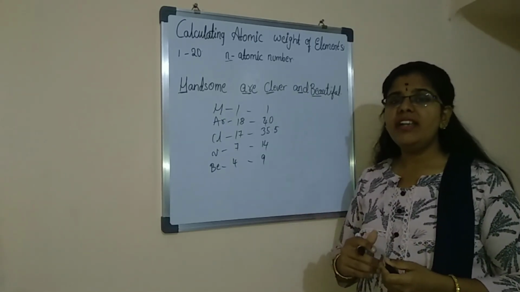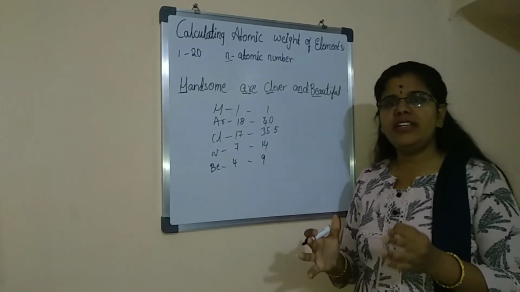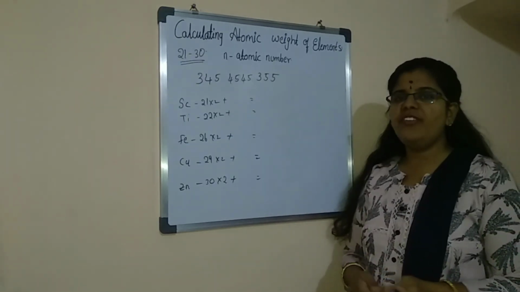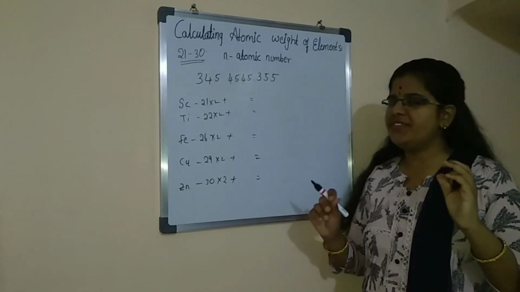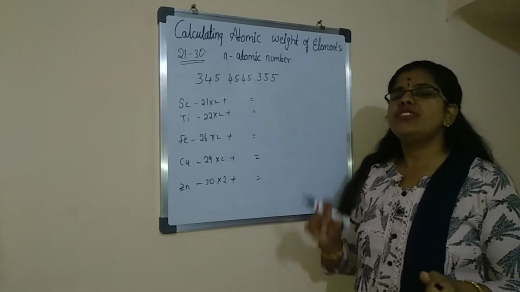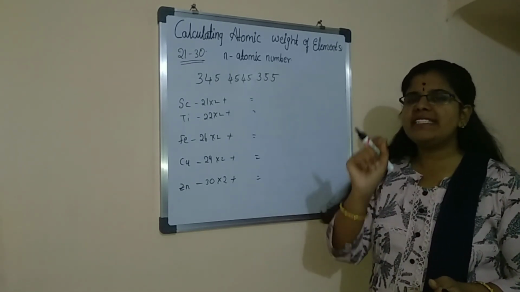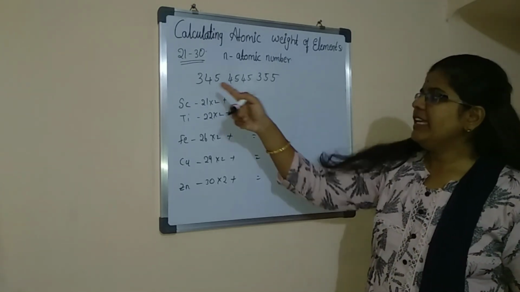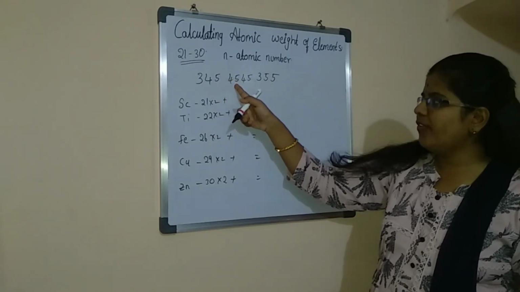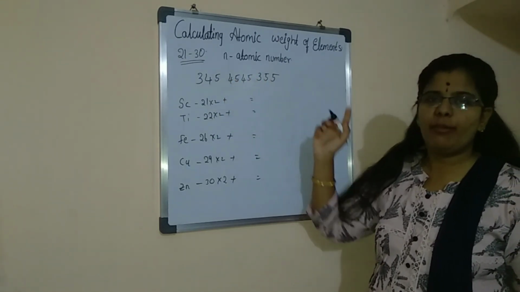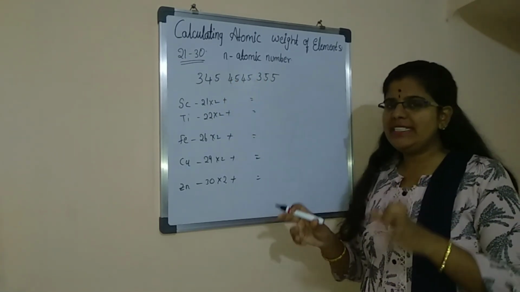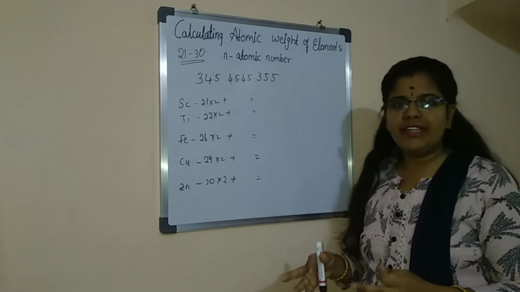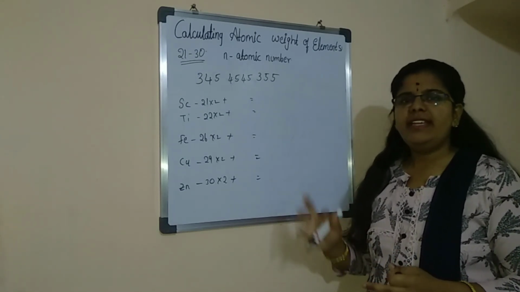Now we will learn about 21 to 30 elements. That is a very simple trick. As I told, for 21 to 30 elements it is a very simple technique. You just need to remember one simple phone number, a 10 digit number. So what is that number? 3454545355. If you remember that simple phone number, then you can calculate the atomic weights of 21 to 30 elements. Then how to use it?